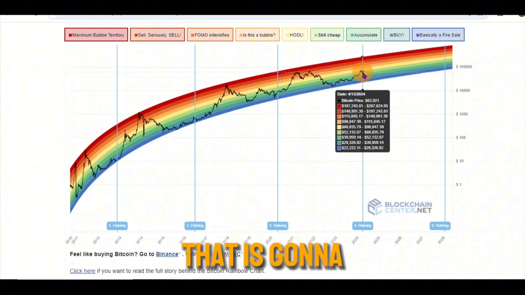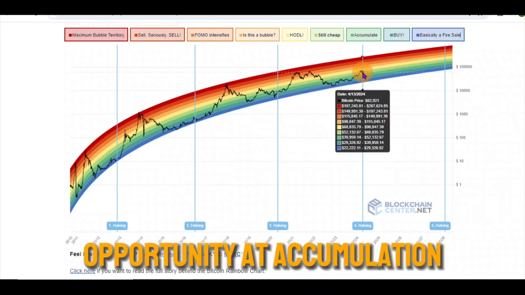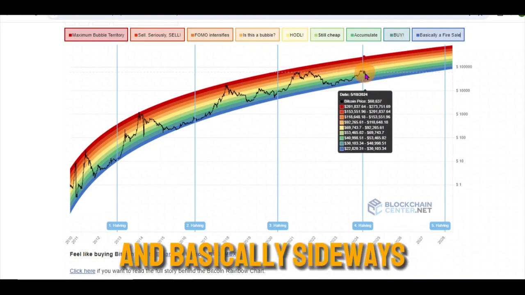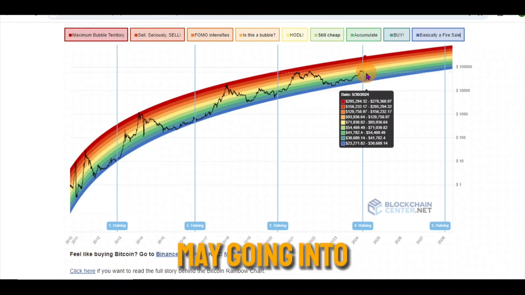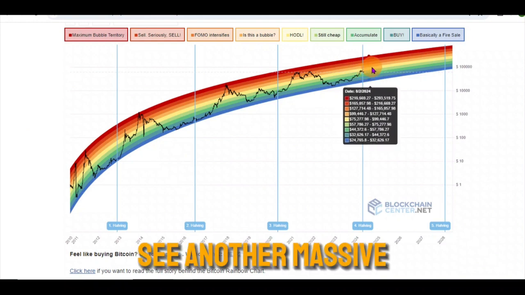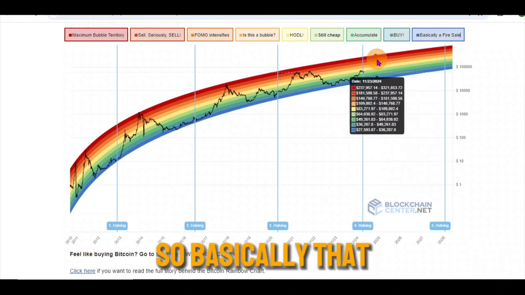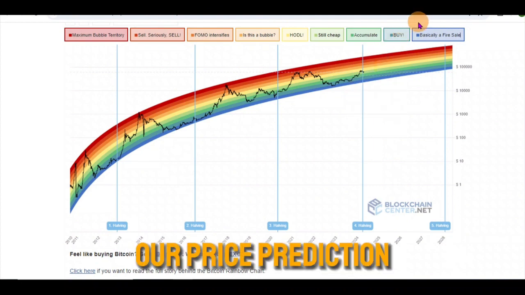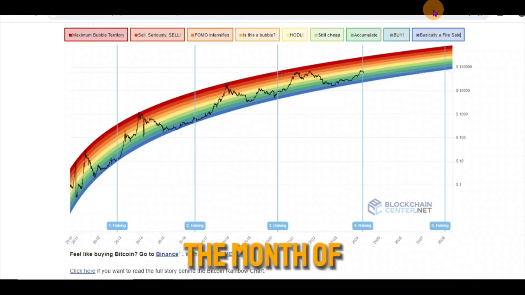And we said for May, that is going to be your last opportunity at accumulation. So we should expect some sort of accumulation and basically sideways price action in May going into June before we see another massive bull run, right? So basically, that is it. And so let's just go into the chart to see our price prediction for the month of May.